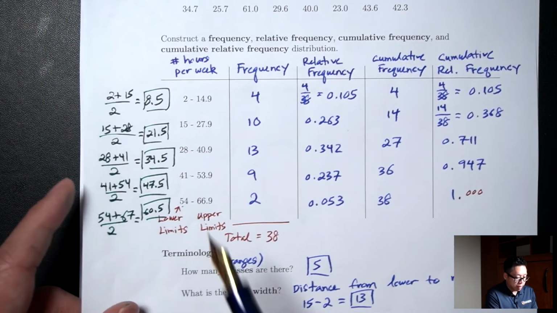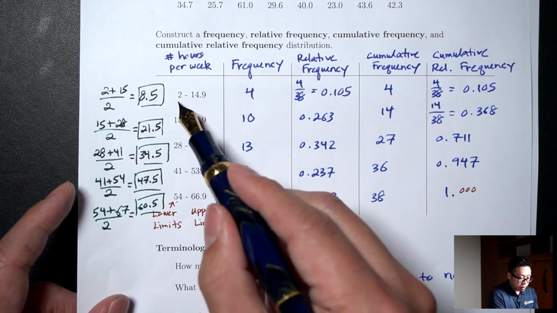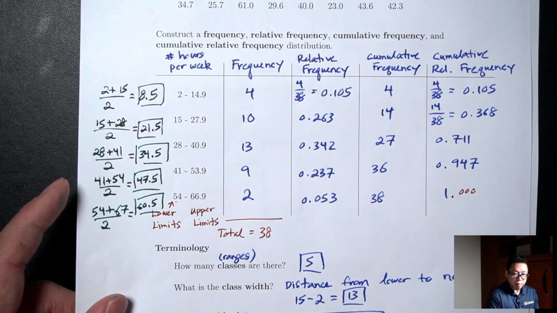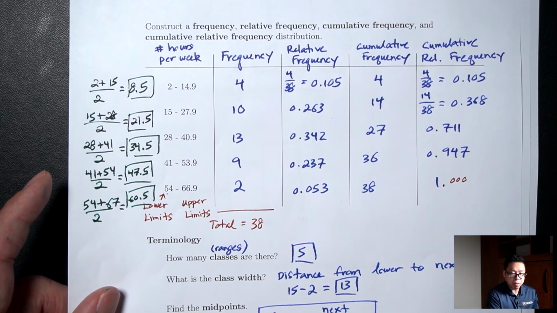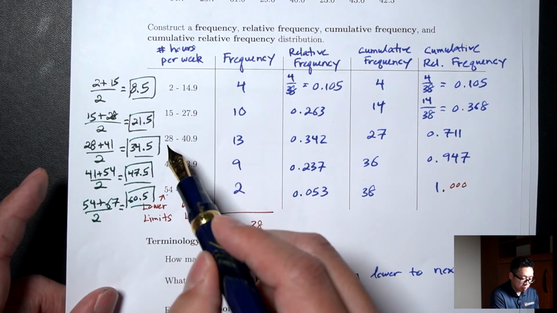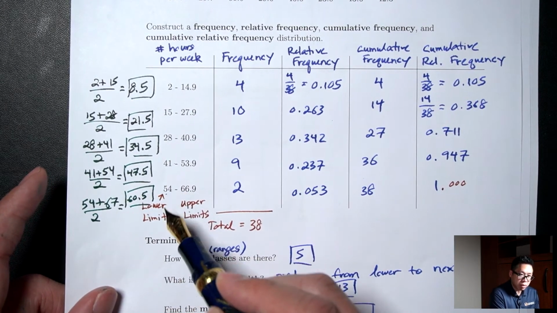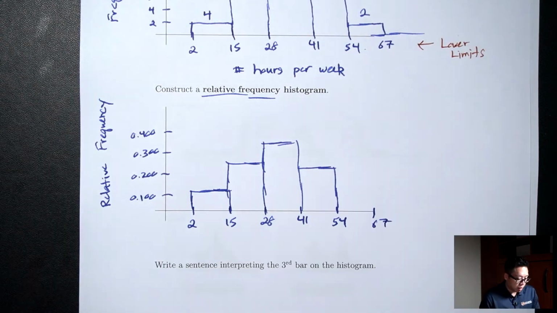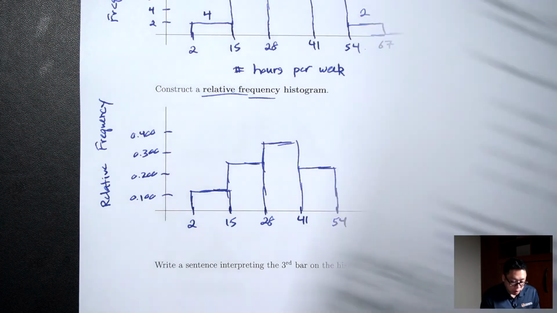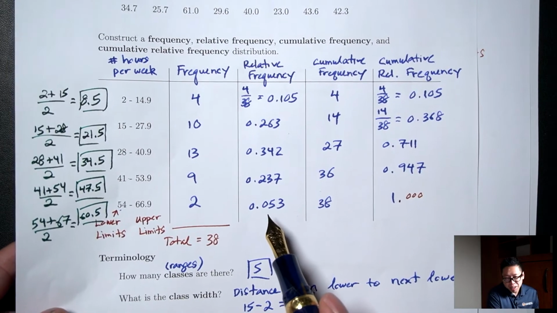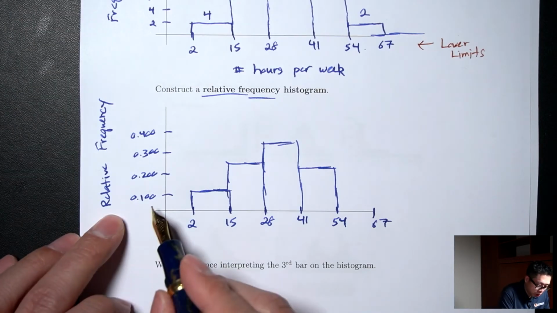Or you can also get it by 54. These numbers are all going up by the same amount, so just add on that same amount. In this case, the numbers are going up by 13. So 54 plus 13 will be 67. And this last one will be 0.053. That should be below the 0.100.